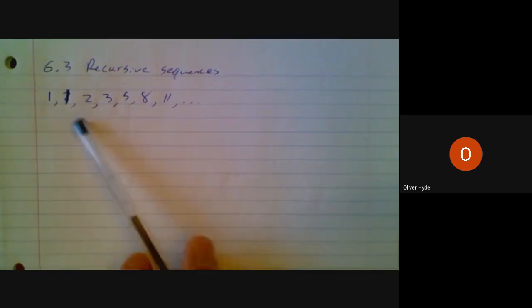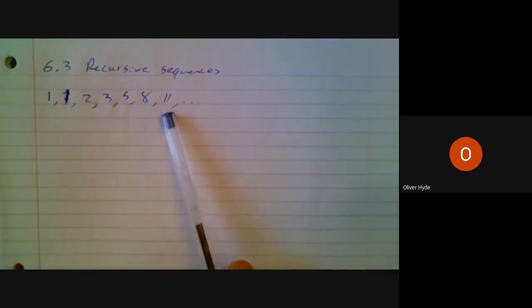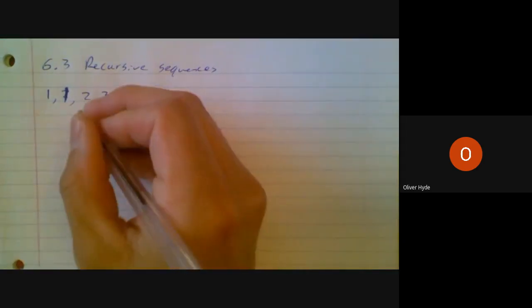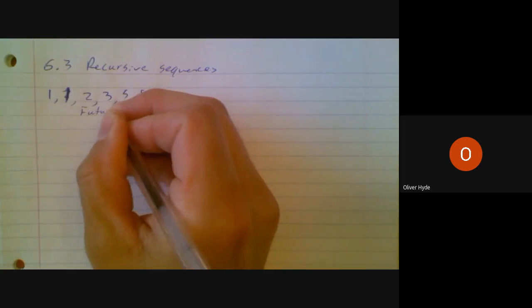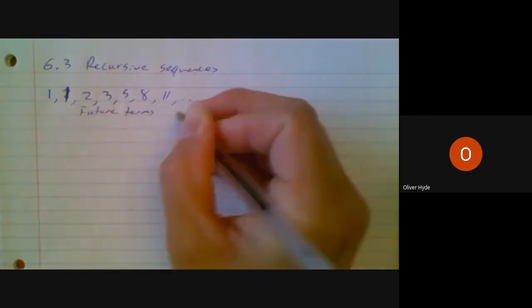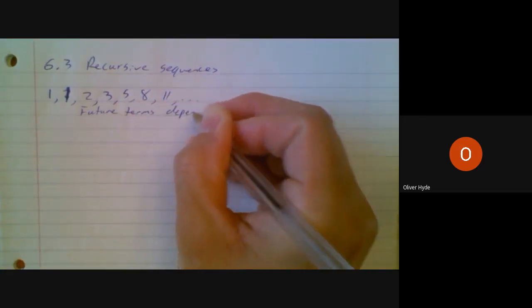If you look at it, it usually takes a couple of seconds for someone to just figure out what's going on here. You get 11 here because it's 8 plus 5. You get 8 here because it's 5 plus 3. You get 5 here because it's 3 plus 2. So what you're saying in a recursive sequence is that future terms depend on previous terms.